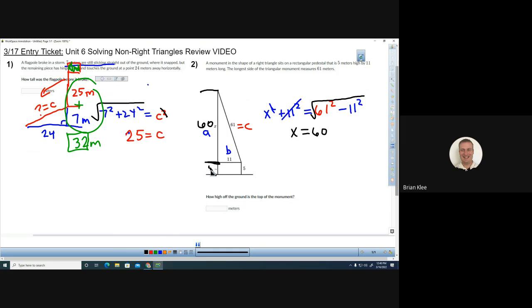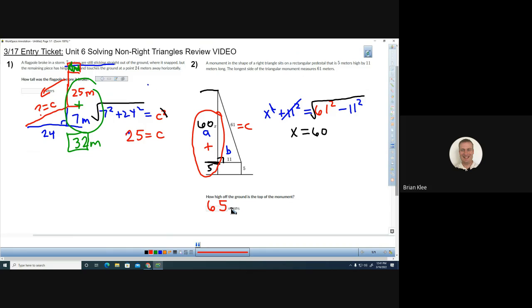Well, up top here in the directions, it says the rectangular pedestal is 5 meters high by 11 meters long. The longest side of the monument is 61 meters, and it's a right triangle. So that way it ends up being a Pythagorean theorem problem on your Khan Academy unit test. So once again, we need to add those two numbers. 60 plus 5 would be 65 meters is the height.